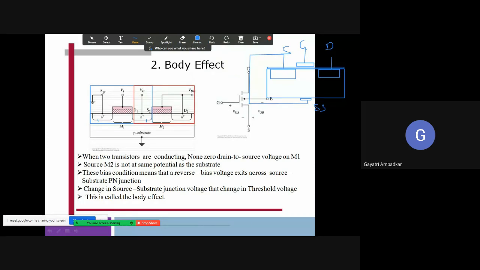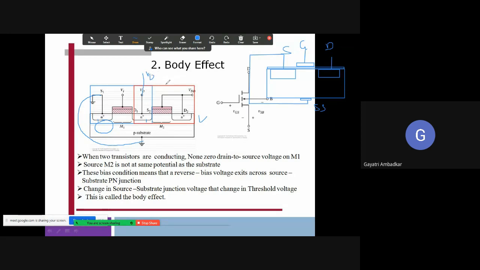The source of the first MOSFET, we are about to connect it to the substrate. So this junction, the source and substrate, there is some junction, no? Right now we have connected it to ground potential. But when you think of MOSFET number 2, the source of MOSFET number 2 is nothing but the drain of MOSFET number 1. And here, as a common structure, you are going to take the output.